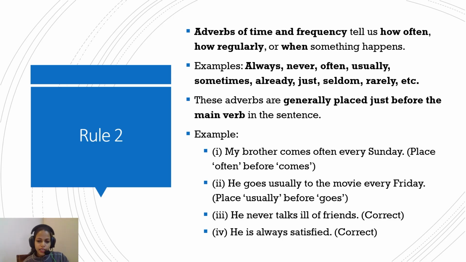He is always satisfied. Now what is the adverb here? And what is the verb here? So the adverb here is always because it is telling the frequency, like how frequently is he satisfied, and satisfied here is the verb. So he is always satisfied. The adverb of time is placed just before the main word. So hence it is a correct statement. Okay, I hope you've understood this rule.